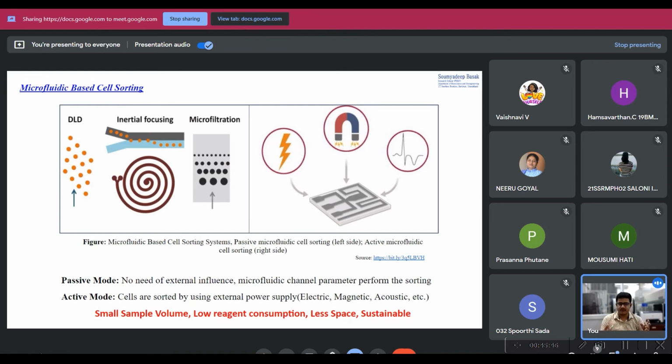As well as these platforms can be used for various clinical purposes. Doctors can very easily read the sample, sort the cells, and do their analysis. Right. These easy platforms are currently being investigated.